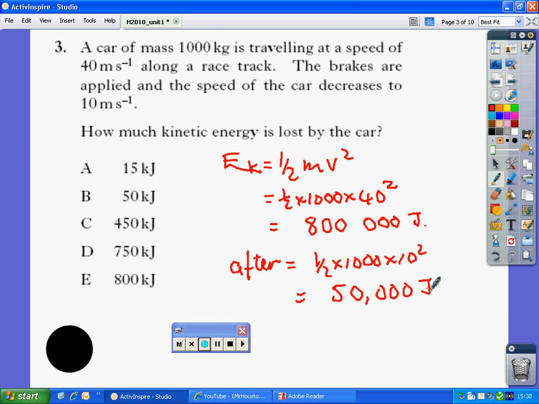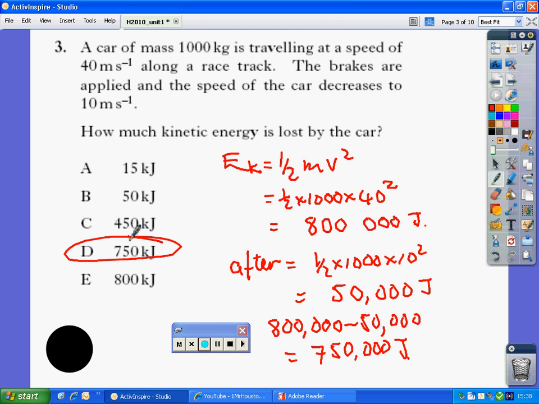50,000 joules. The difference is 800,000 subtract 50,000. The answer is 750,000 joules. The answer is in kilojoules, so we need to convert into kilojoules by dividing by 1,000. D is the correct answer.